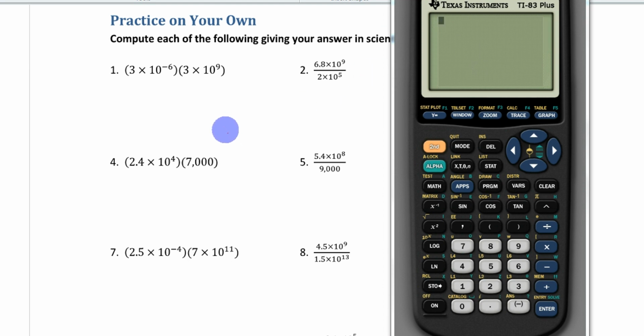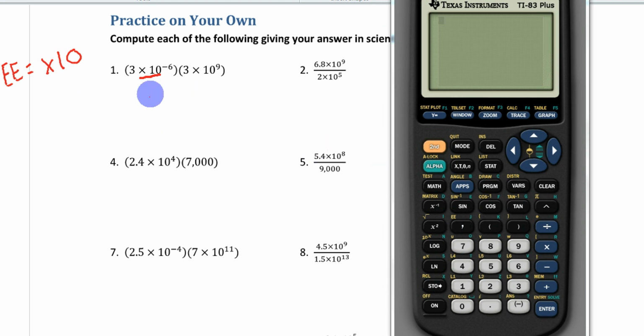Okay. Now, the important thing to pay attention to when you are entering numbers in scientific notation into your calculator is the special EE key right here. For our purposes, the EE is going to be equal to times 10. So the times 10 part of any number will be represented by entering the EE button.